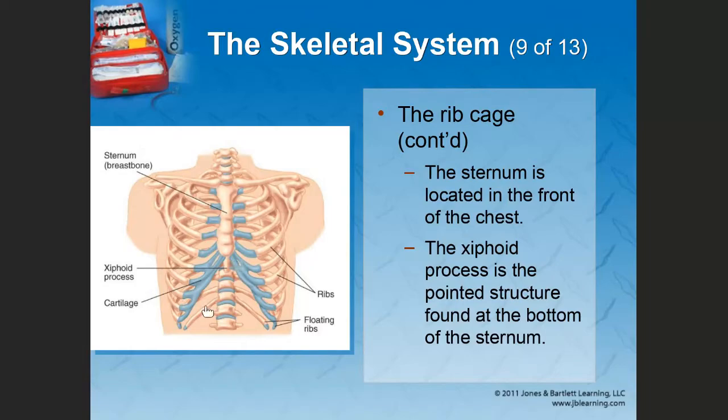Then you have cartilage, and you have the various ribs. Now, the floating ribs only have a posterior attachment, right? So the floating ribs have no anterior connection. They only have posterior connection to the spinal column. That's why they are referred to as floating ribs.